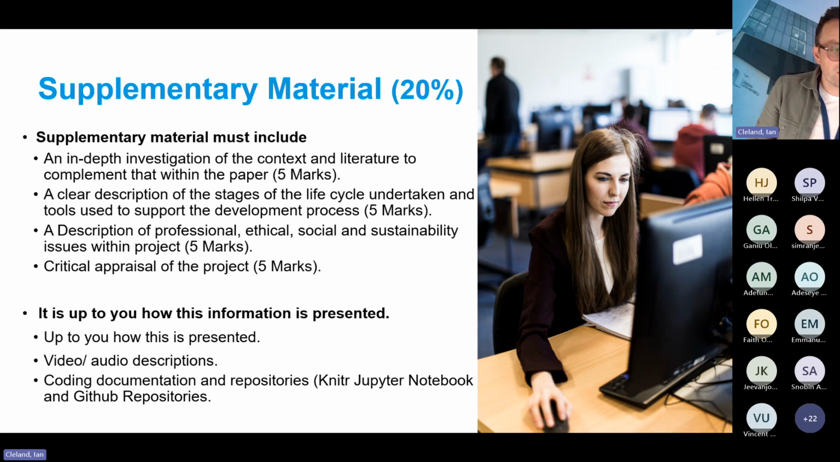Number two, a clear description of the stages of the life cycle undertaken. So this is where our research methods come in. So we want to have a think about the research life cycle and how you've undertaken that research and that implementation. So think about how you structure that together.